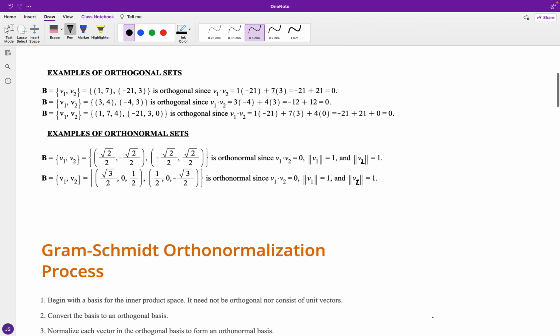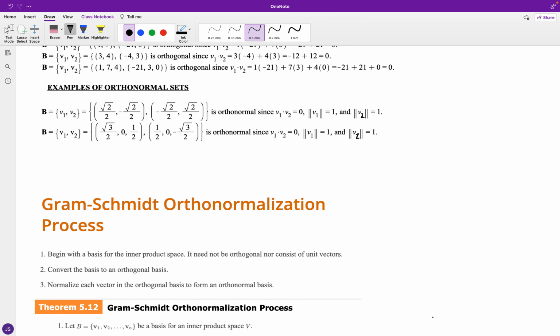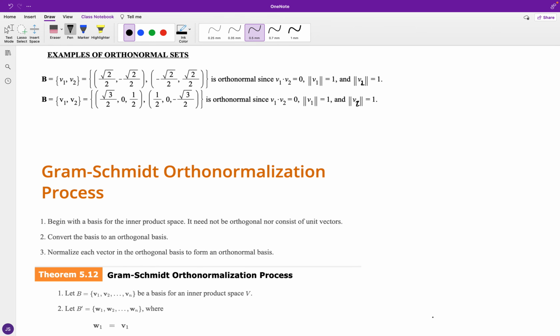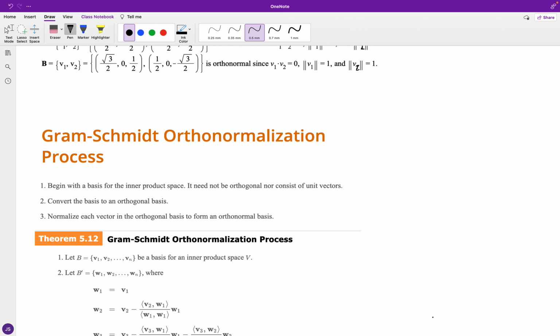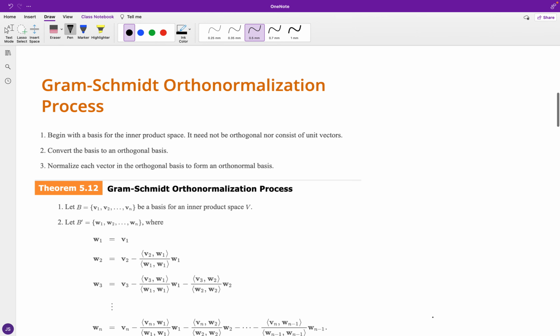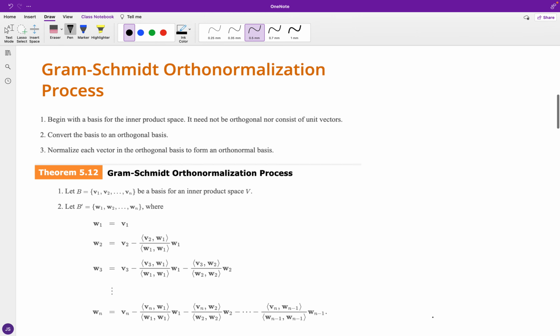Now, for the Gram-Schmidt orthonormalization process, it says to begin with a basis for the inner product space, and it need not be orthogonal nor consist of unit vectors. We're to convert the basis to an orthogonal basis and then normalize each vector in the orthogonal basis to form an orthonormal basis.